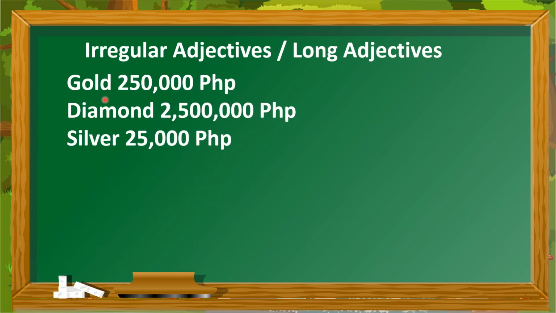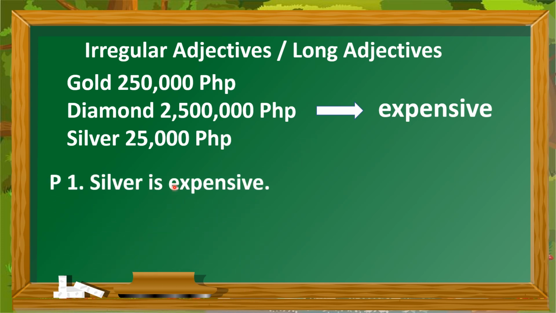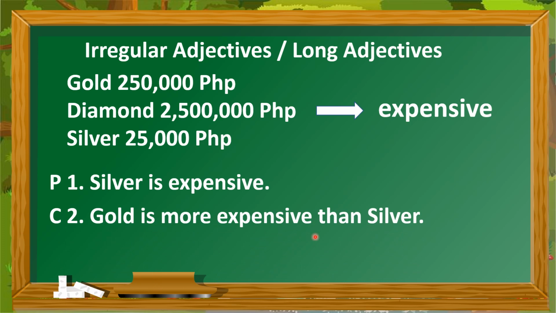Okay, so I have here gold, which is 250,000 Philippine pesos. Diamond, 2.5 million pesos. Silver, 25,000 Philippine pesos. Let us think of the appropriate adjective to be used. Let us use expensive, since we're gonna talk about their prices. Number one, silver is expensive. Okay, so it is under positive degree form. Number two, since we are comparing gold and silver already, we are talking about two nouns. There is the clue word than. It is under comparative degree.